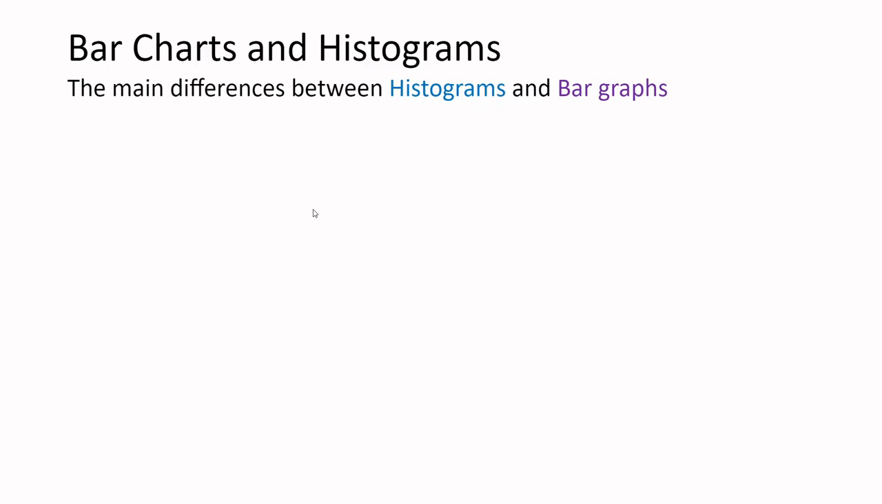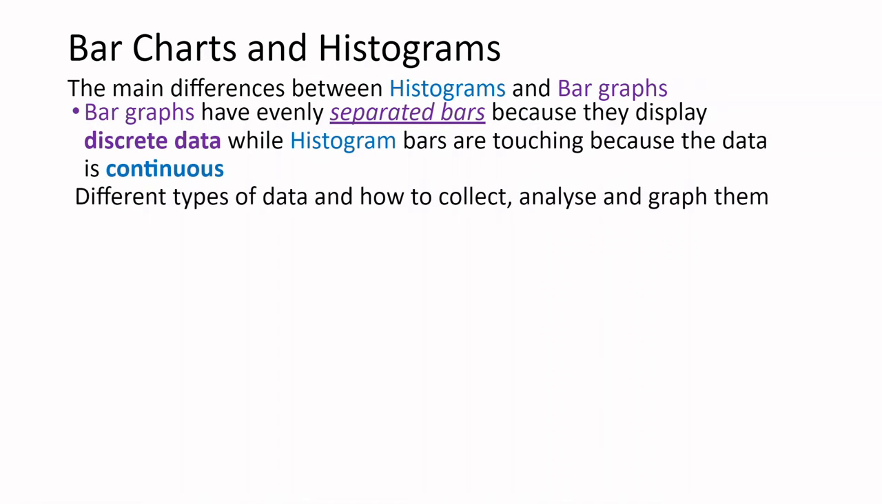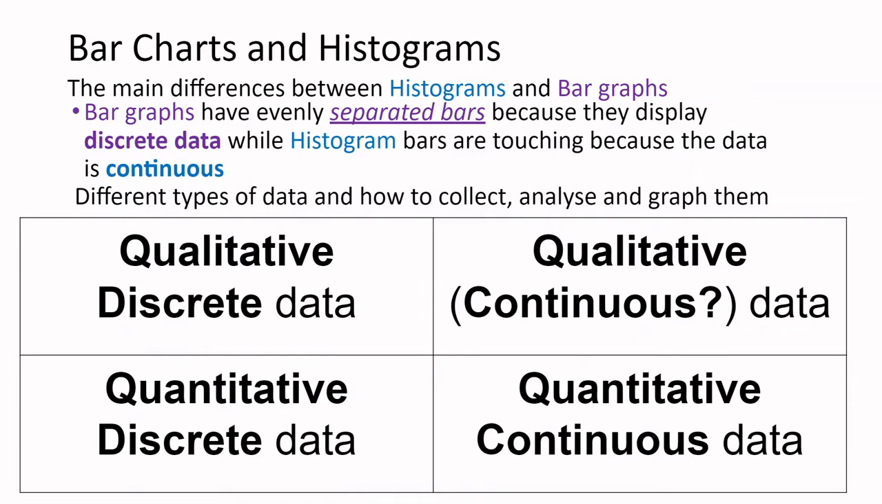If one of the main differences between histograms and bar graphs is that bar graphs have separated bars because the data is discrete, and histograms have touching bars because the data is continuous, let's have a look at the different types of data and how we would analyze them and graph them. So far, we've been talking about qualitative data and quantitative data and discrete data and continuous data. So here are all the possible combinations of data.